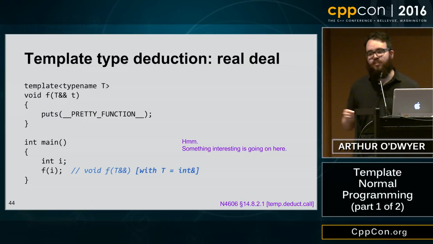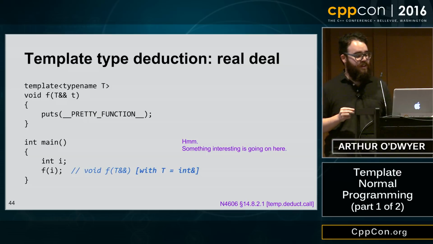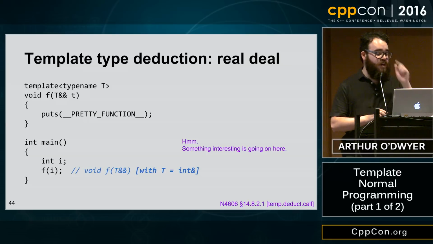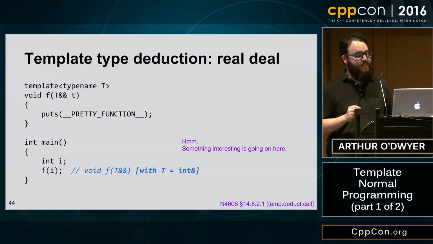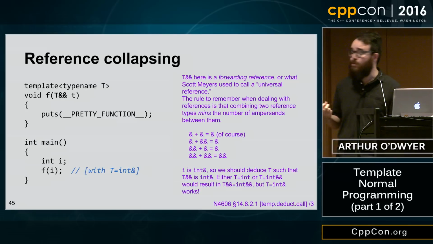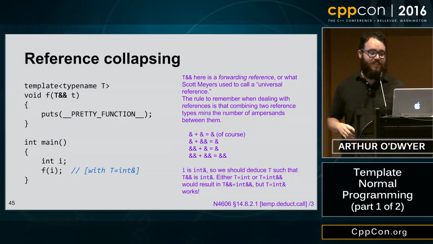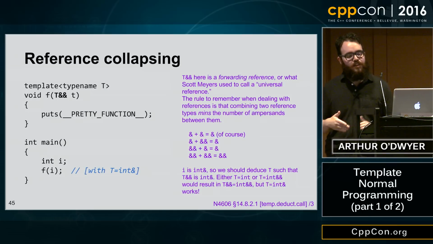Now let's try passing it just I without the std move. We pass an L value reference to an int. What happens? It still works, but it deduces that T must be int ref, an L value reference. Something interesting is going on here. What's going on here is something called reference collapsing. Scott Meyers calls this a universal reference, or forwarding reference. But you can also just think of it as an R value reference to a T, and as long as you know about reference collapsing, you'll be all right.